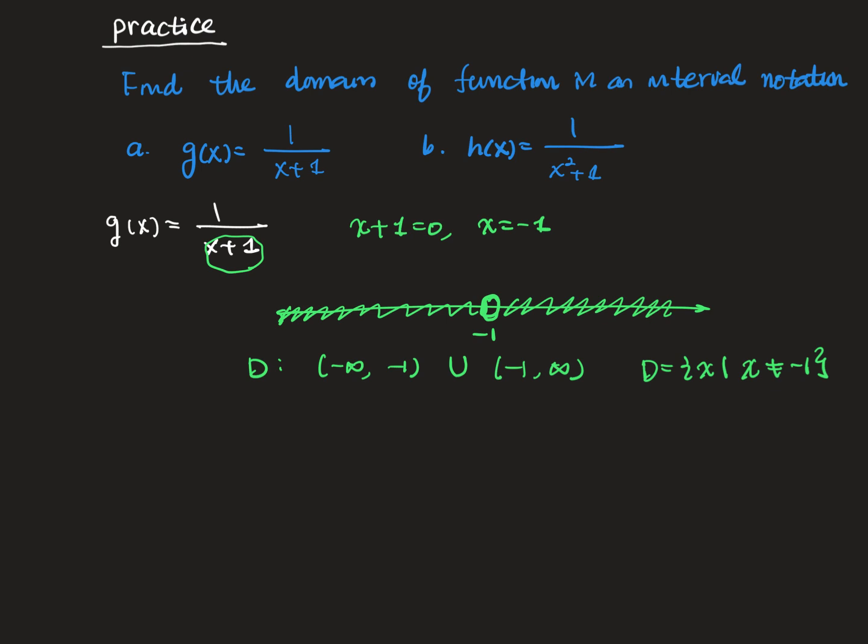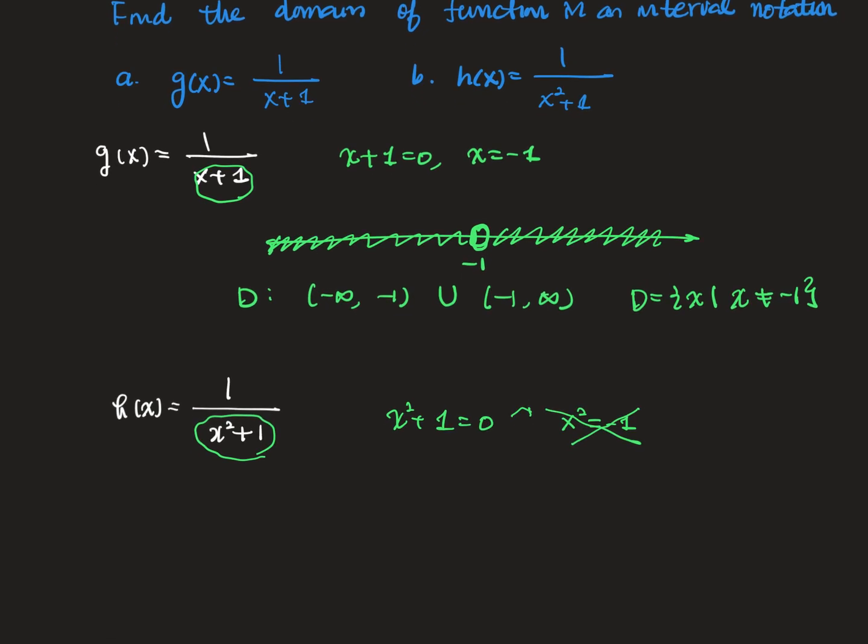Okay, let's go to number 2, the h of x function. H of x is 1 over x squared plus 1. Let's check the denominator, x squared plus 1. So x squared plus 1 equals 0. Think for a moment. Can you find the x value? Someone might say x squared is negative 1. You cannot find any real solution. That is a complex number. So you cannot find any x value that makes x squared plus 1 equal 0. So the domain is all real numbers, or negative infinity to positive infinity.